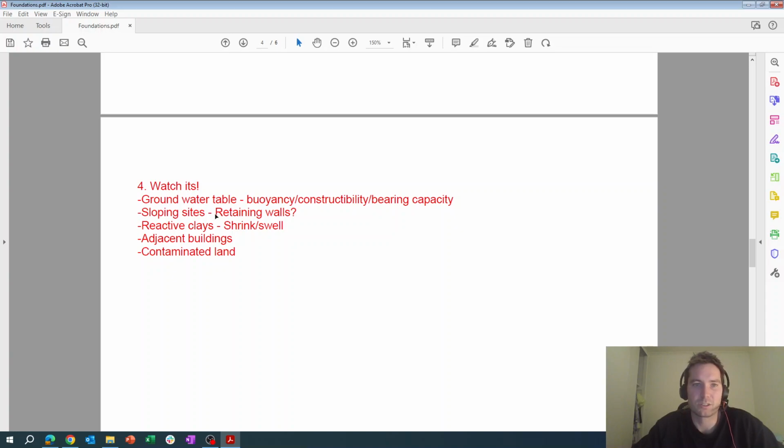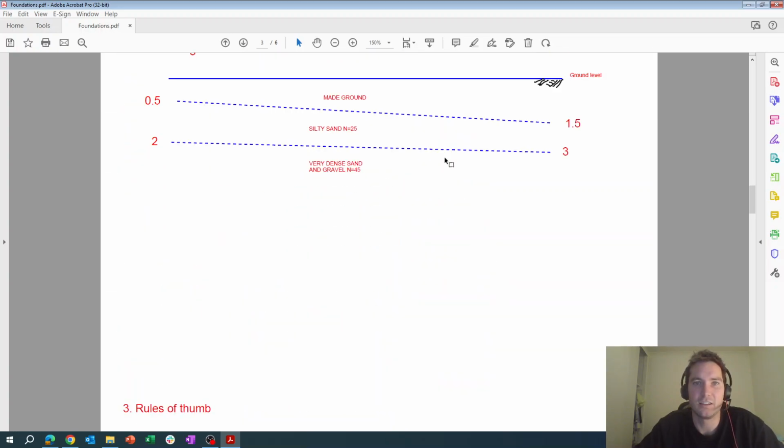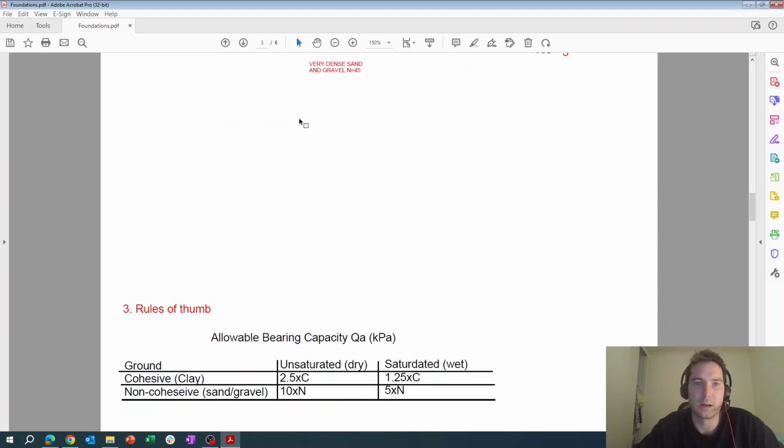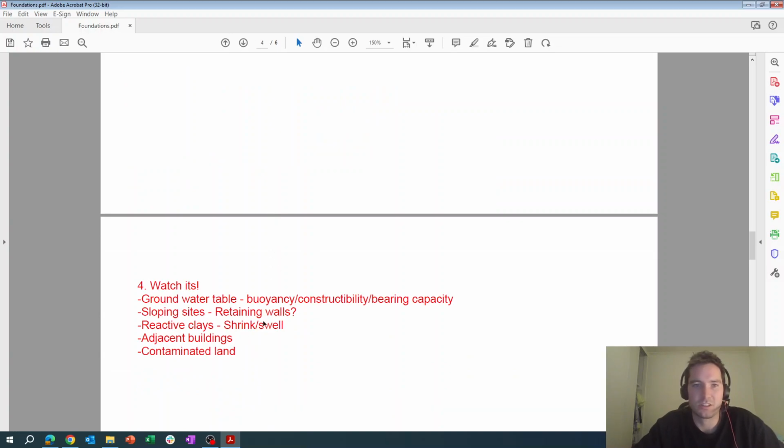So another one is sloping sites. That's if your ground profile is varying, not varying like in this case here. It's if the ground level itself was picking up. What that really leads to is, you probably would need to introduce some form of retaining wall, because your base level or your ground slab's typically flat. So it's just something to think about.